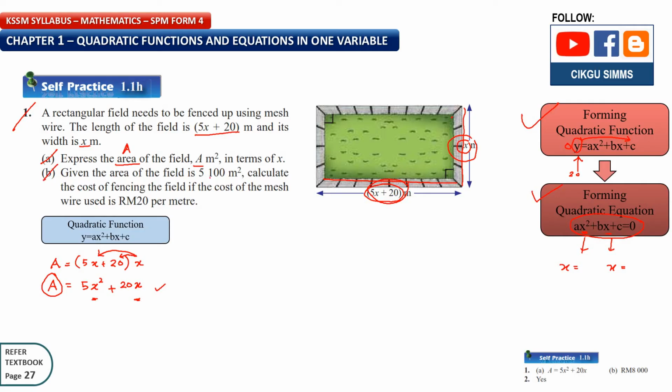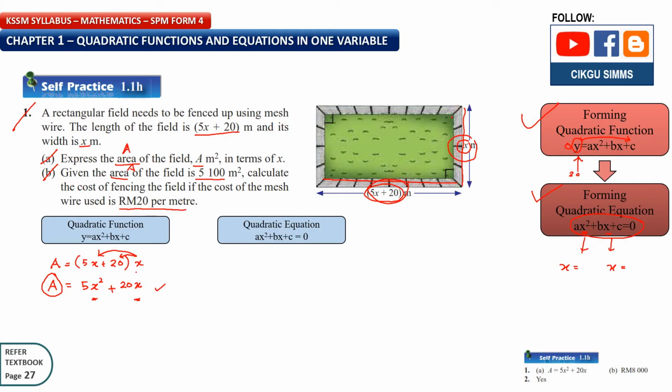Given the area of the field is 5,100 meters square, calculate the cost of the fencing of the field if the cost of the mesh wire used is 20 per meter. So you know that 1 meter costs you 20 ringgit. But you can ignore the second part first, because the question gives you that area is 5,100, and you can already now make an equation. So now make the equation.